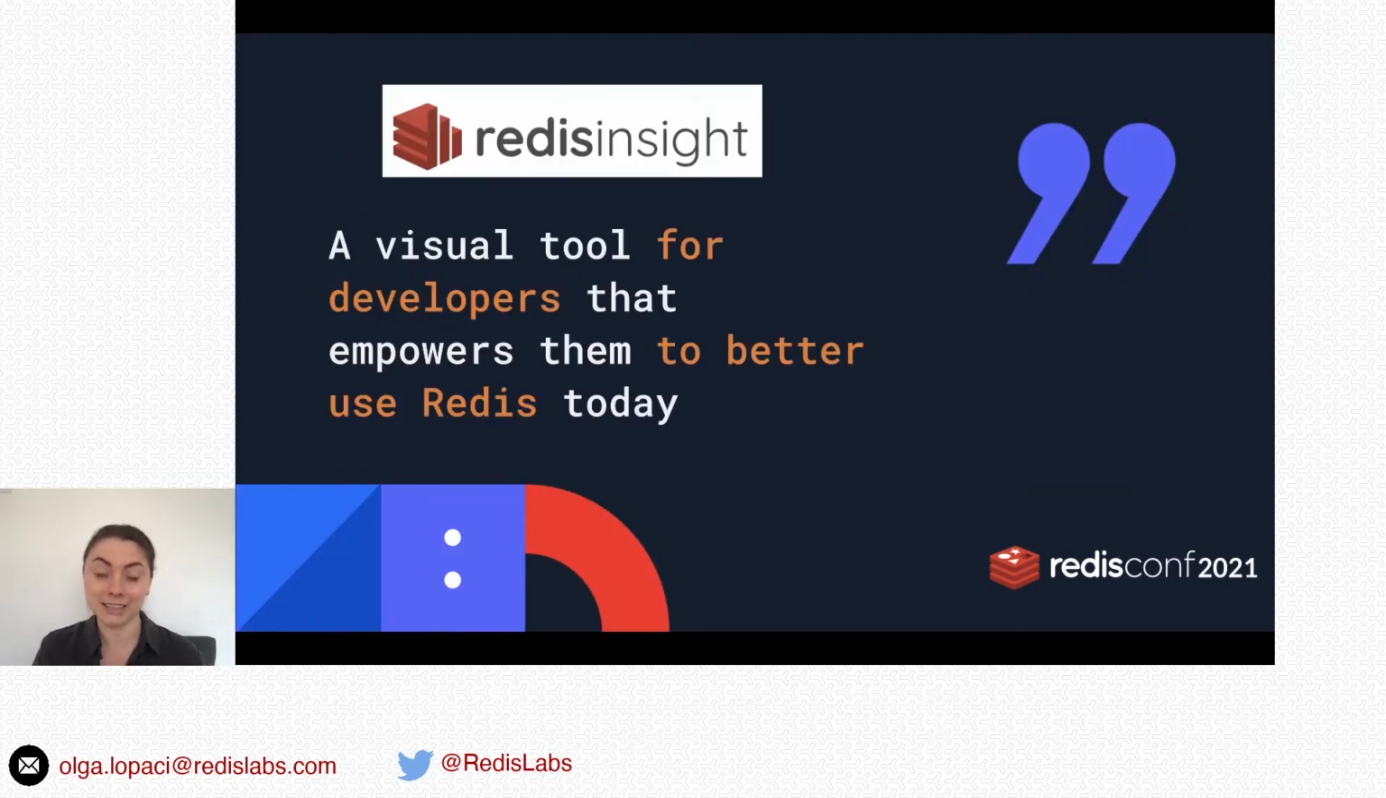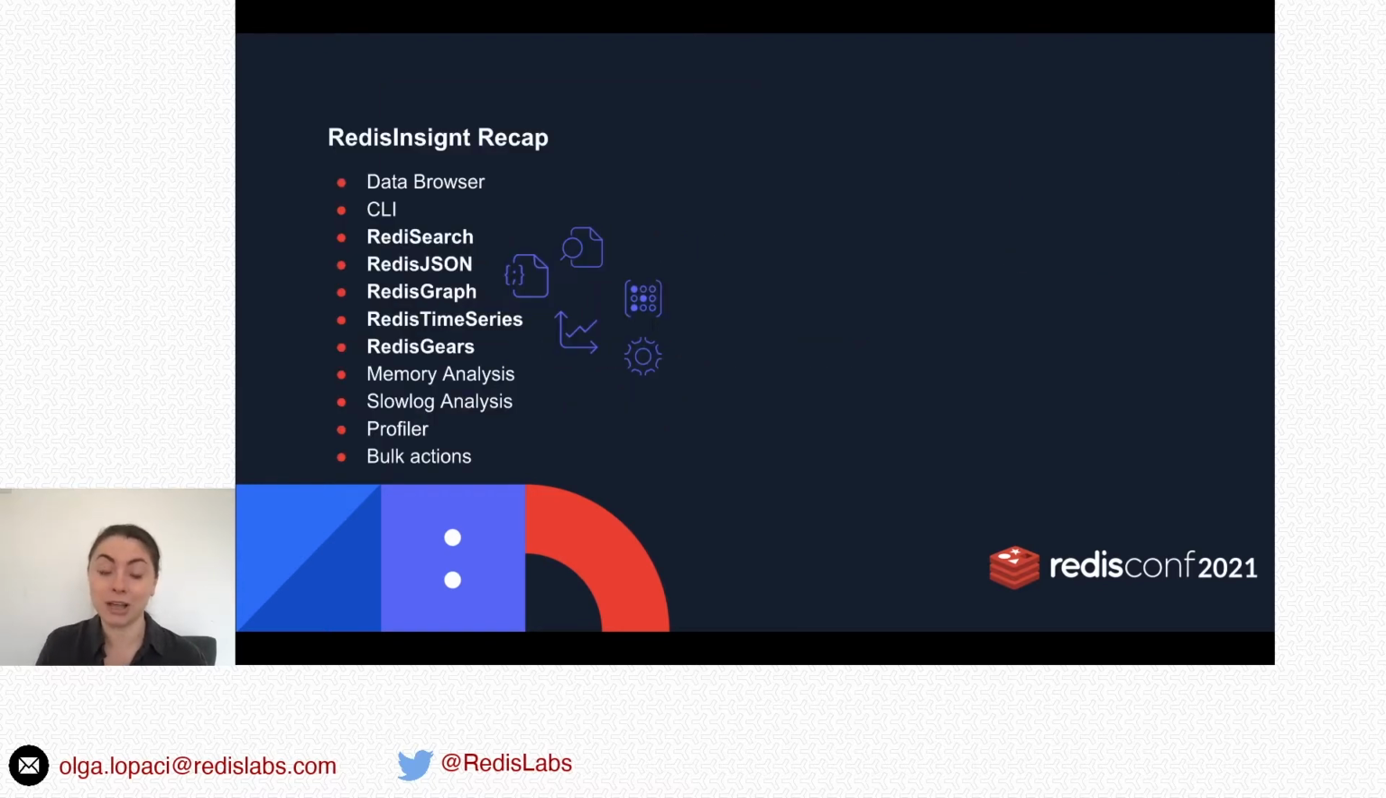So what is Redis Inside? Redis Inside is a visual tool for developers that empowers them to better use Redis today. So that's just a short description, but what does it really mean in actual, technical terms? Redis Inside consists of a number of features or capabilities, and these include a data browser that allows you to quickly interact and manipulate your data in Redis. There's a CLI, which lets you run your commands directly against your Redis environment.